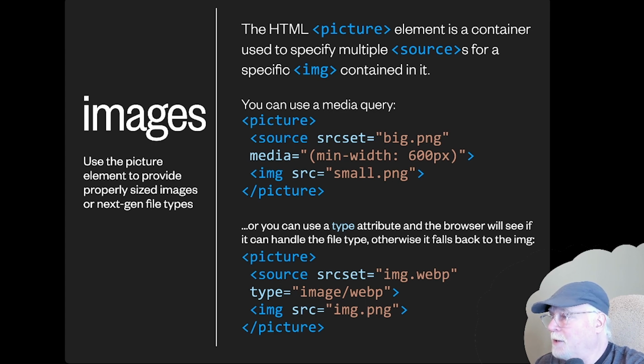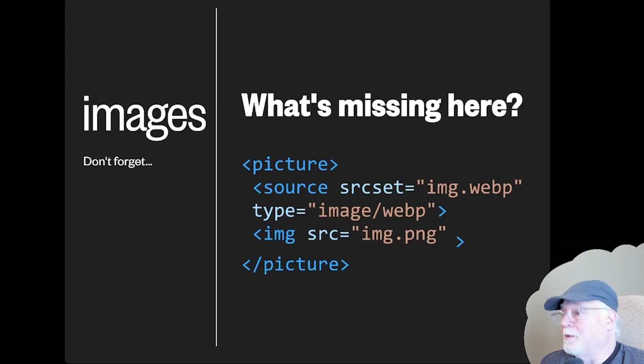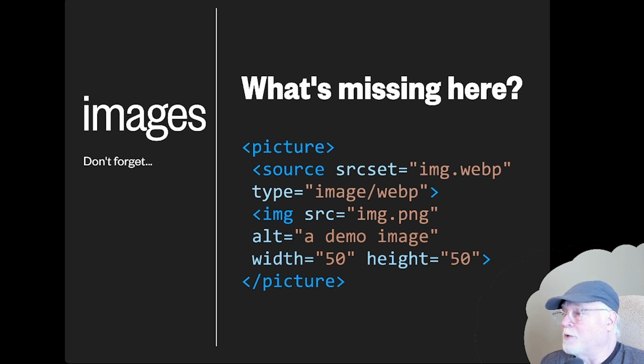Yeah, and use the type, and that will help the browser figure out what it needs as a fallback. What's missing here? Two things that are important, you just saw them in the report there: the alt. There's three things, yeah, and the width and height. So make sure you get those in there.